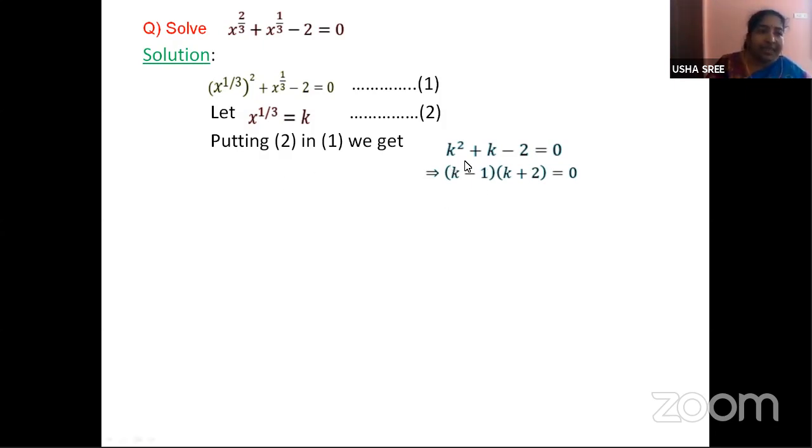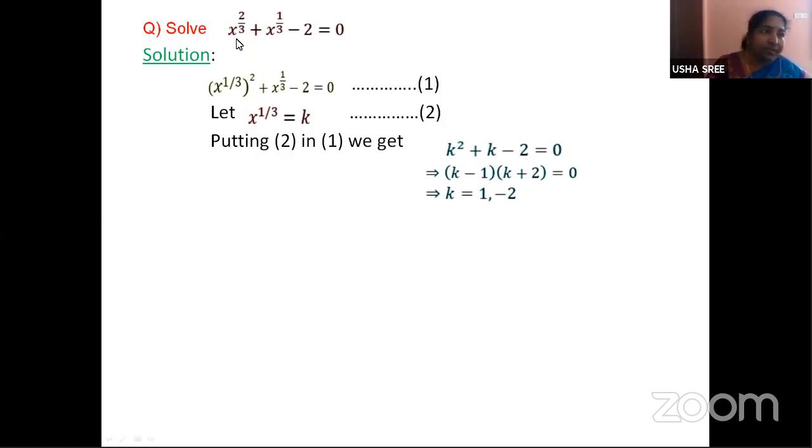Here, since it is a very simple quadratic equation, we are just going for factorization. You will get it as (k minus 1)(k plus 2) equal to 0. Just observe this: k into k is k square, k into 2 is 2k, minus k, minus 2. 2k minus k gives you plus k, minus 2 is equal to 0. Then we equate k minus 1 equal to 0 and k plus 2 equal to 0. It leaves you k is equal to 1 or k is equal to minus 2.